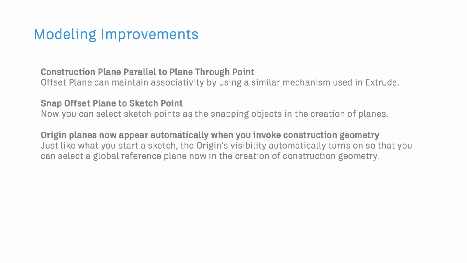On the modeling side, there's been a lot of improvement done to creation of construction geometry. I showed the last one briefly when I created that sketch to show you the extend faces option. But the origin planes now appear as you're creating construction geometry. A lot of times you just want to reference them, or maybe know where they are, or even use them to create new construction geometry. So it's very handy not to have to find them in the browser and show them. Also, snap offset planes to sketch points. This is going to help you in the creation of planes, so you can actually select those sketch points now, as well as the construction plane through points.